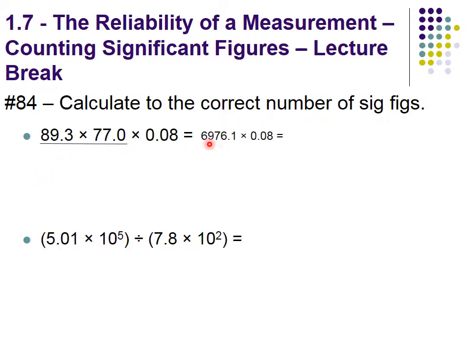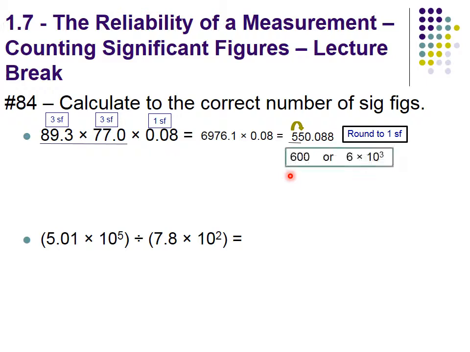We get 6976.1, and we still have the times 0.08 at the end. We do that, we get this number. Now your calculator doesn't care about sig figs, so this is the number your calculator gives you. We have to go back and look at sig figs. We get 3 sig figs, 3 sig figs, 1 sig fig. So because of that, our answer is going to round to one significant figure. So that's our first significant figure. We look behind it. Our answer is going to round to 600, or it would be better to put that one in scientific notation because of those ambiguous zeros.